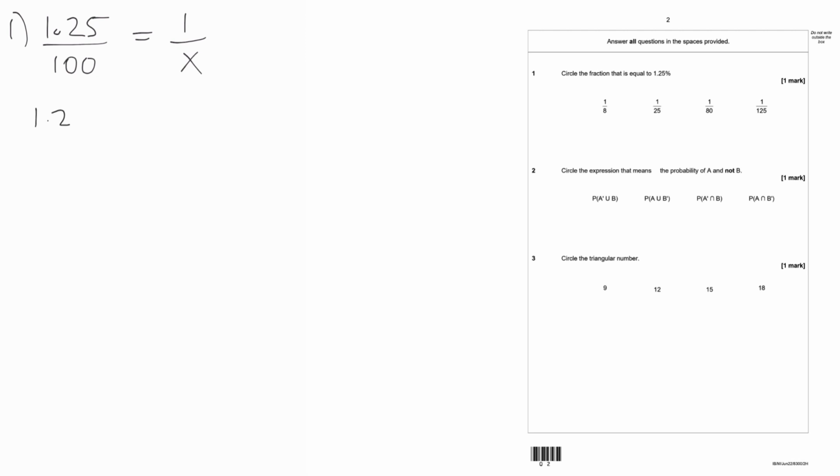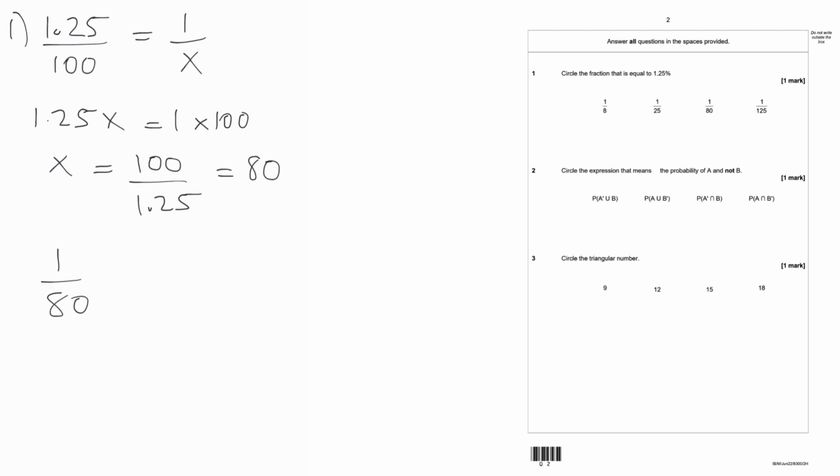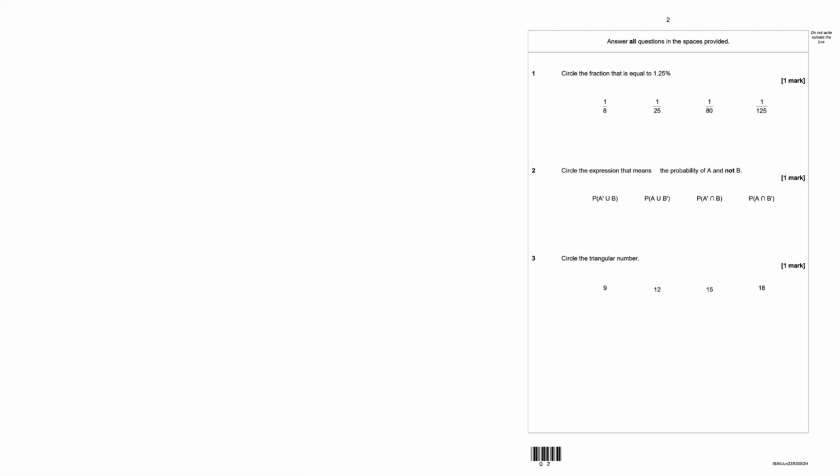So we have 1.25x equals 1 times 100. So I've moved the x up to the top on the left-hand side, and I've moved the 100 across to the right-hand side. So 1 times 100 is just 100, and then we can bring the 1.25 across. So we have x equals 100 divided by 1.25. And if we use our calculators, this is going to give us 80. So we can see here that our correct answer is going to be 1 over 80.